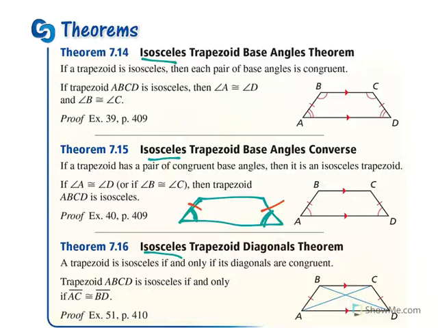And then our last one focuses on diagonals. Remember, diagonals connect our vertices that are not consecutive. They're going to be across from each other. Diagonals are like a cut across; they go through our shape. And so our isosceles trapezoid diagonals theorem tells us that if it is isosceles, then its diagonals are going to be the same size. They're going to be congruent. So in this picture, I can mark each of these diagonals with two marks because they're congruent with each other.